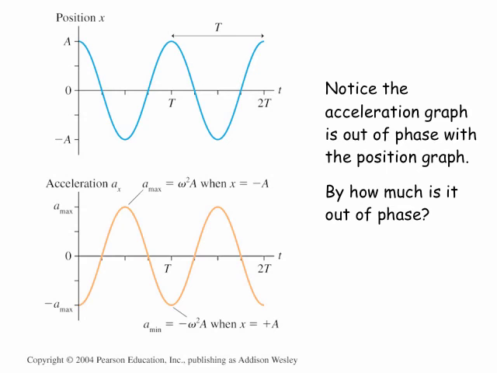So the position versus time graph is just like the acceleration versus time graph for simple harmonic motion, except the graphs differ by a phase of half a period, or half of 2 pi, differing by a phase of pi. So we'd say the position versus time and acceleration versus time graphs are differing by a phase of pi, or half a period.